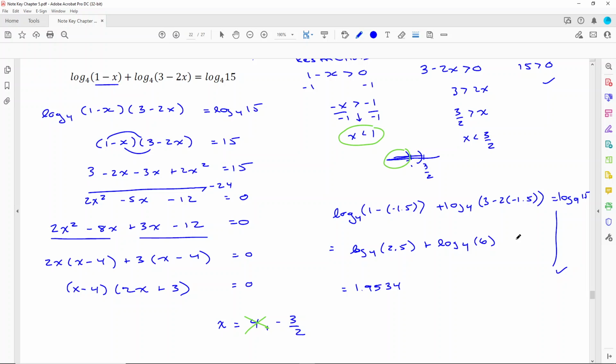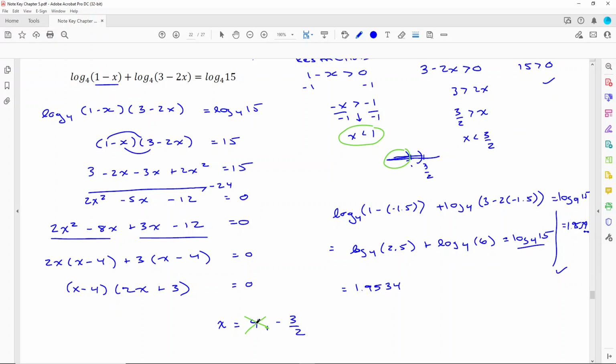I'll also put in here log to base 4 of 15. So you can check it like that, or you can plug it in. And if I plug in log to base 4 of 15, that would be log of 15 divided by the log of 4, which is also 1.9534. Okay, so I'm good. I checked it and it's good.